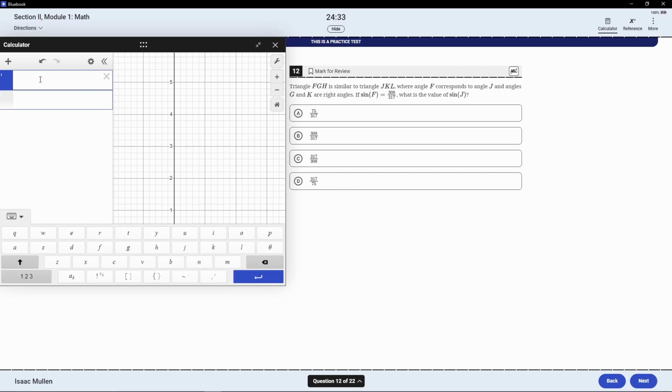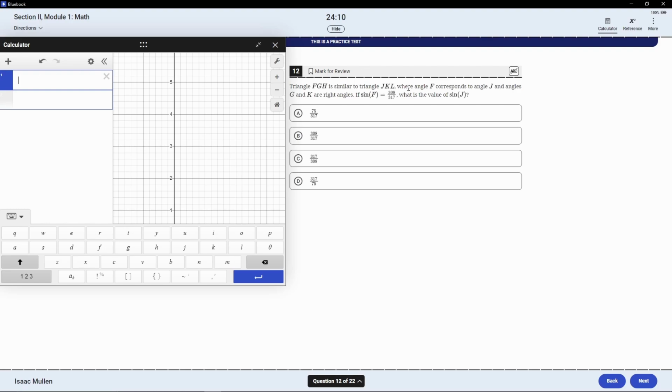Triangle FGH is similar to triangle JKL. What does similar mean? Similar meaning all angles are the same, all side lengths are not the same, meaning one triangle is most likely bigger than the other triangle. Angle F corresponds to angle J, and angles G and K are right angles. If sin F is equal to 308 over 317, what is the value of sin J?